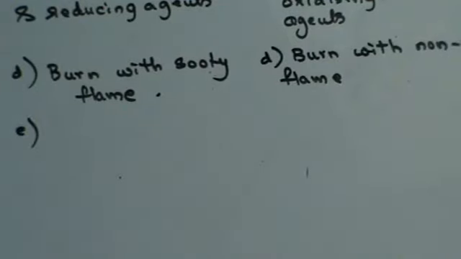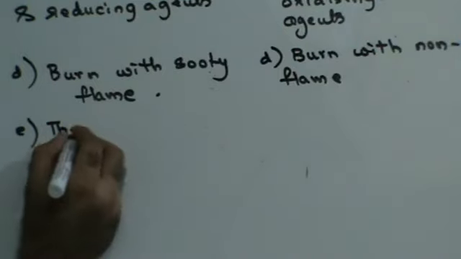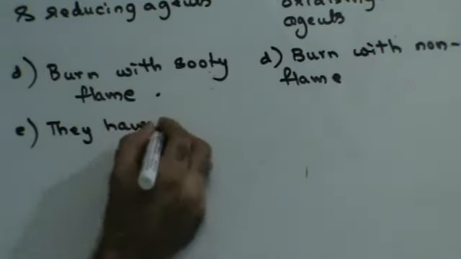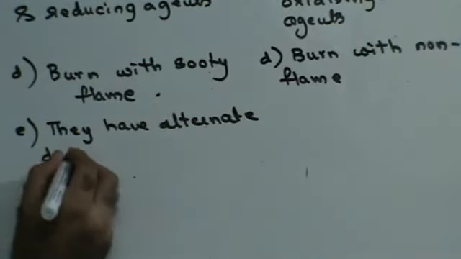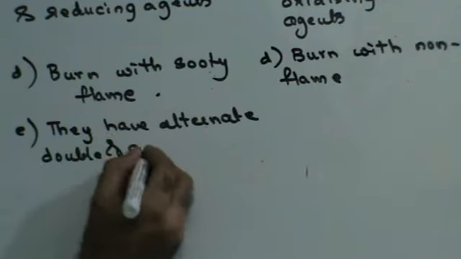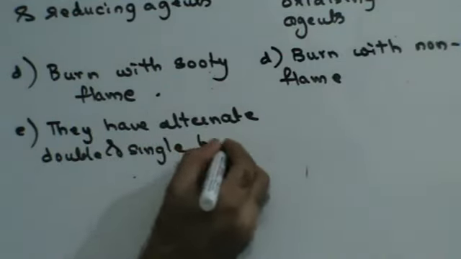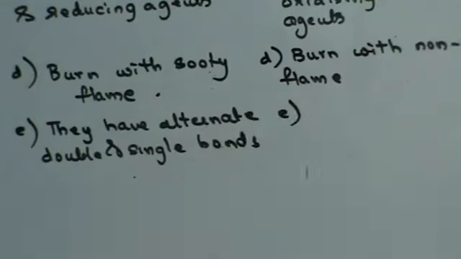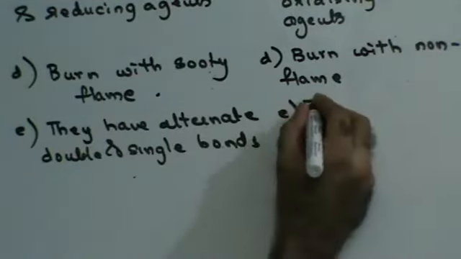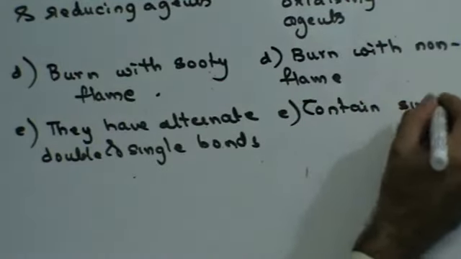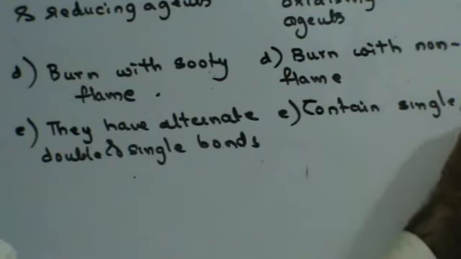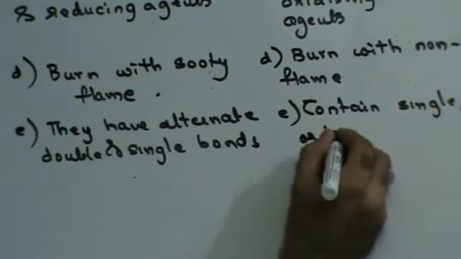Right? Next, aromatic compounds have alternate double and single bonds, right? Aliphatic compounds contain either single, double or triple bonds.